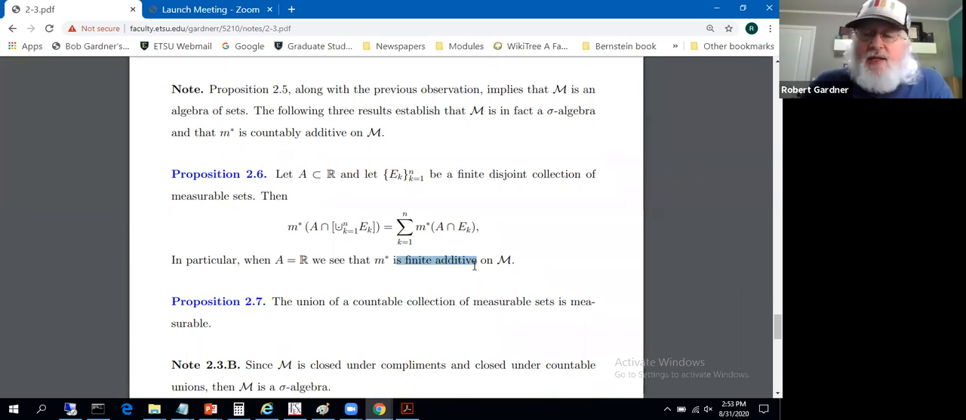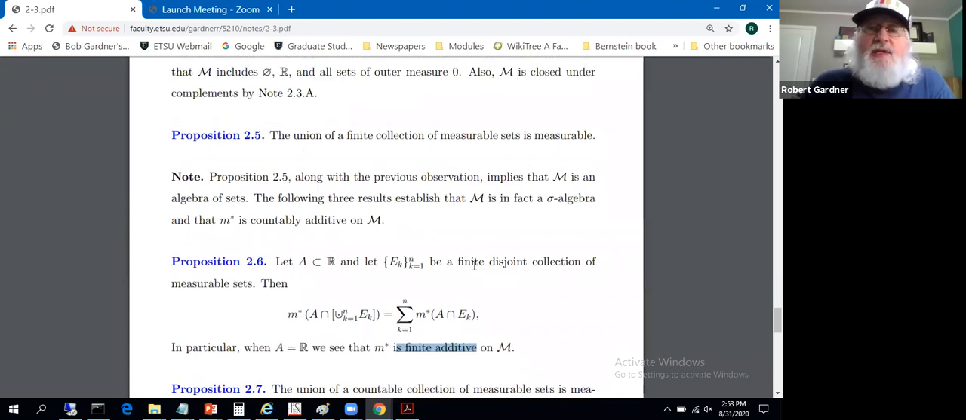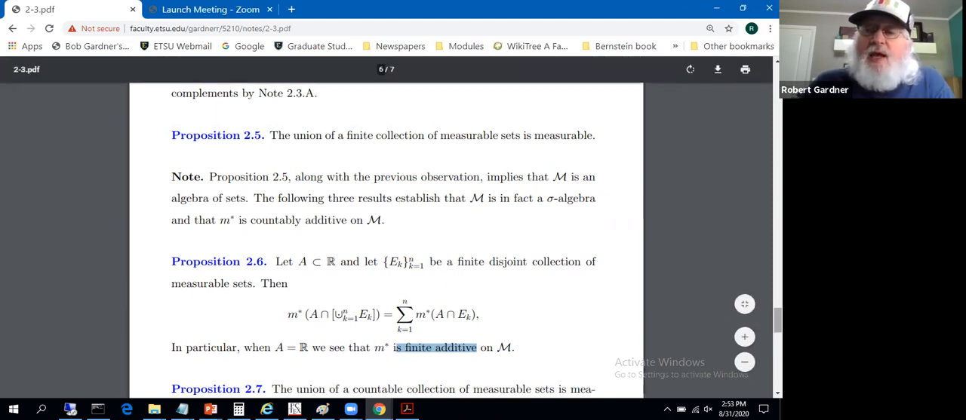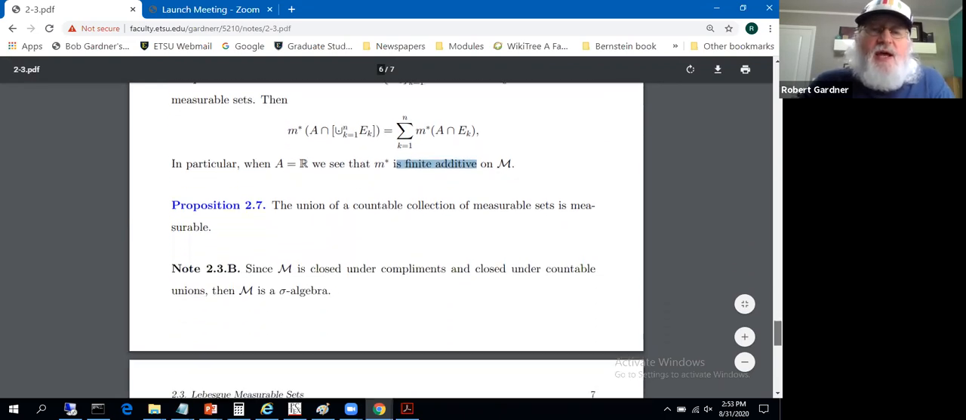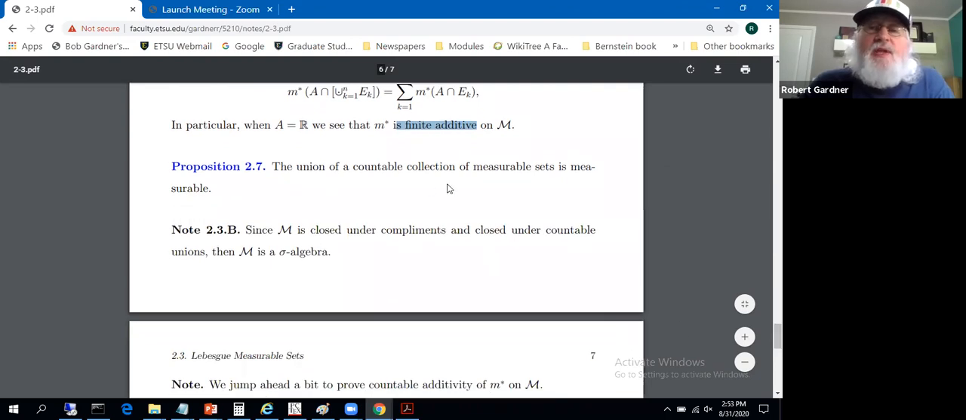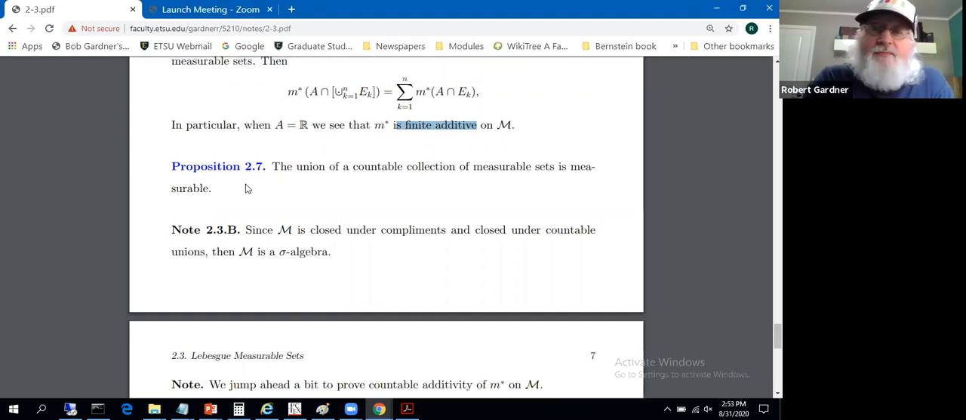So we're simply taking proposition 5 that said closure under finite unions, and proposition 6 that says finite additivity, and carrying both of those to the countably infinite setting. So we're going to show that the union of a countable collection of measurable sets is measurable in proposition 2.7. That means calligraphy M is closed under countable unions. We know it's closed under complements as described above.